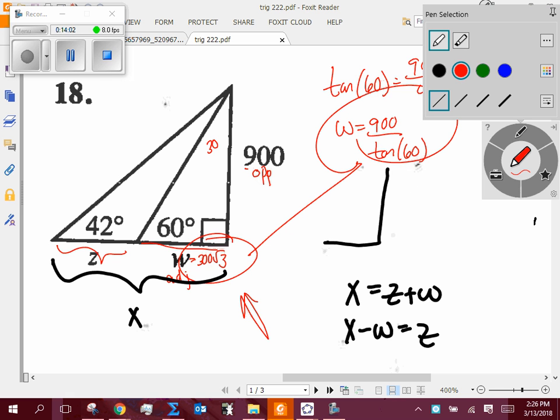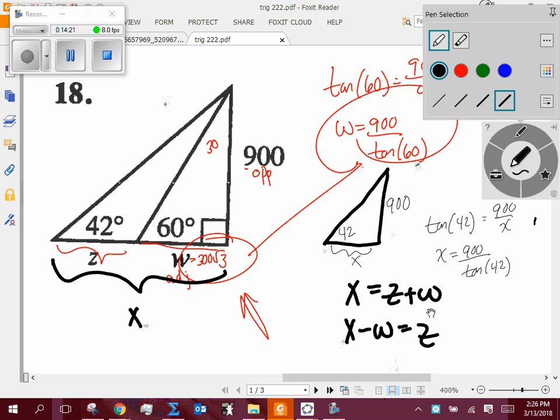Well, you only know the adjacent. If this is 42 degrees, and this is 900, and this here is my x, can I say tangent of 42 is opposite over adjacent, 900 over x? So x is 900 divided by tangent of 42. Does that make sense? Okay. So that's x. We already know w, right?